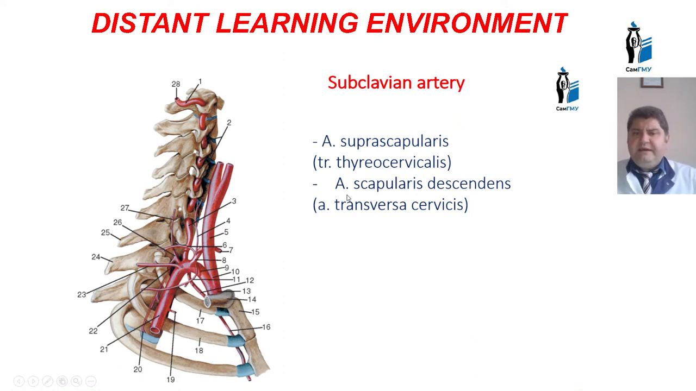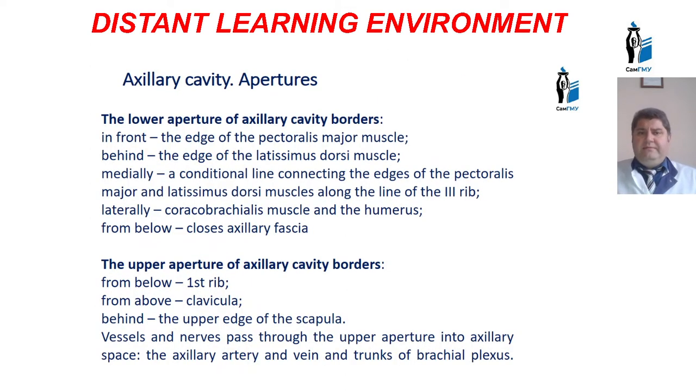And also you may see the descending scapular artery from the transverse cervical artery from this part, and you may see this artery here, and it also supplies these muscles of the scapular region. So these arteries form anastomoses, connections between each other, and also with the branches of the axillary artery. But now I want to remind you of the region of the axillary fossa and axillary cavity.